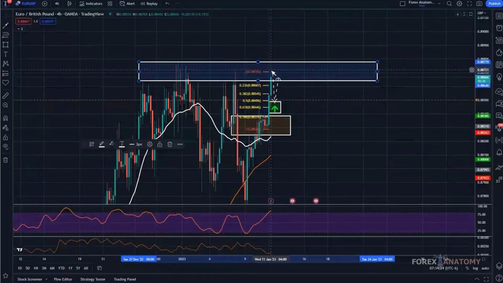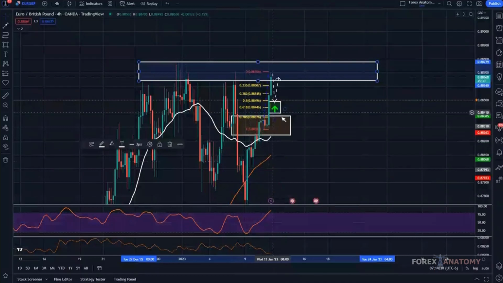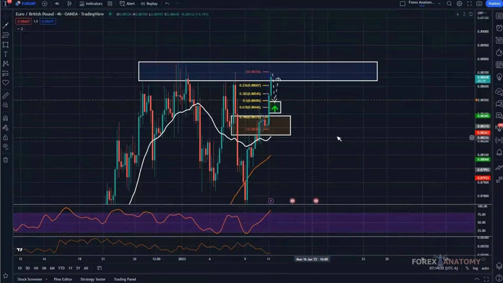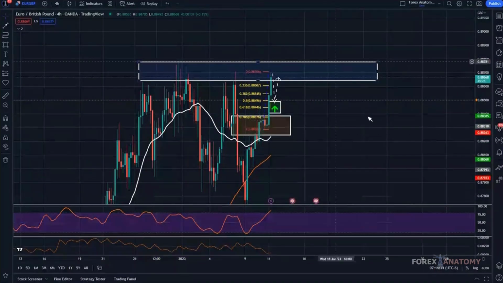And we don't know, price could be in the middle of a rotation lower, so you just have to play it safe and go with where momentum is currently. Momentum is to the upside, so that's where we want to look for our buy opportunities.